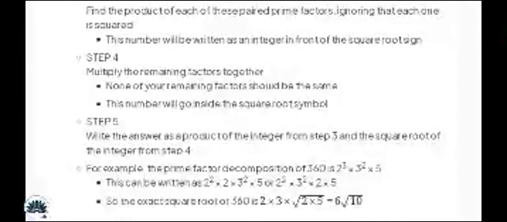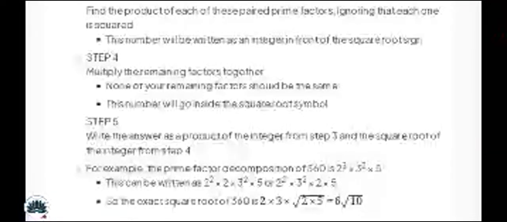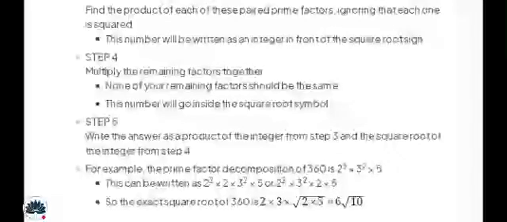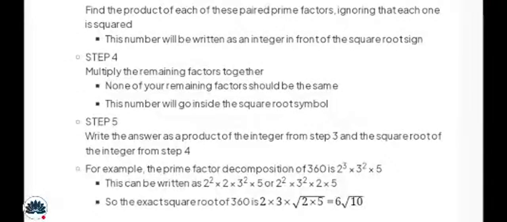Step 4, multiply the remaining factors together. None of your remaining factors should be the same. This number will go inside the square root symbol. Step 5, write the answer as a product of the integer from step 3 and the square root of the integer from step 4. For example, the prime factor decomposition of 360 is 2 to the power 3 multiplied by 3 to the power 2 multiplied by 5. You can also write this as 2 to the power 2 multiplied by 2 multiplied by 3 to the power 2 multiplied by 5.